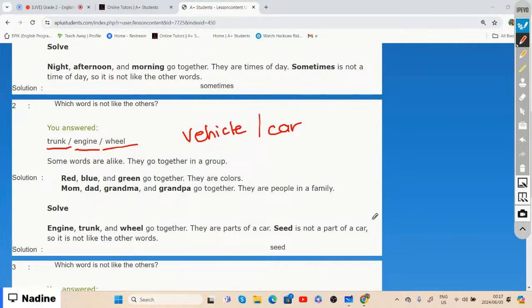Then, yes, we can even say seed, plant, we can even make mention of the soil, and those are all part of a plant, right? So, seed, sorry, plants, soil, even the leaf, the flower, that's part of a plant. So, they go together. So, well done.